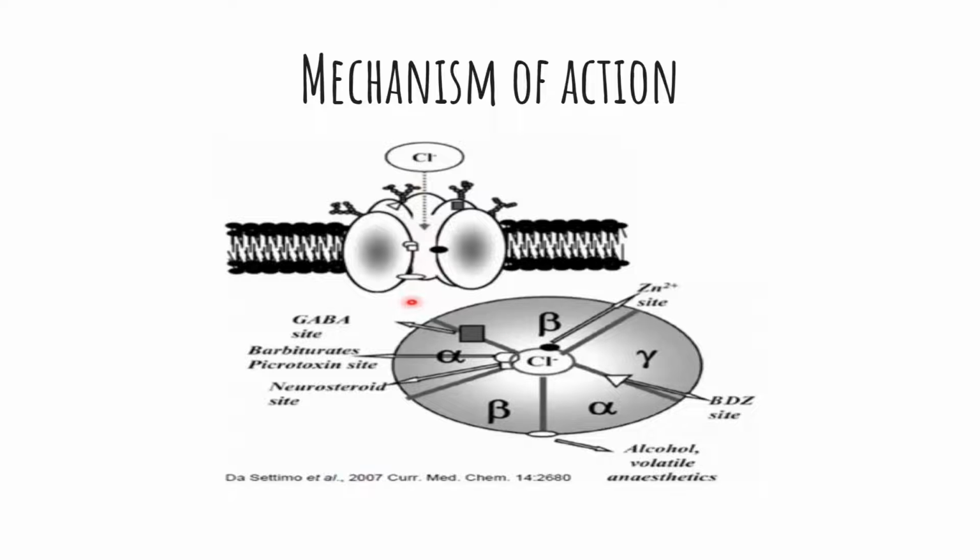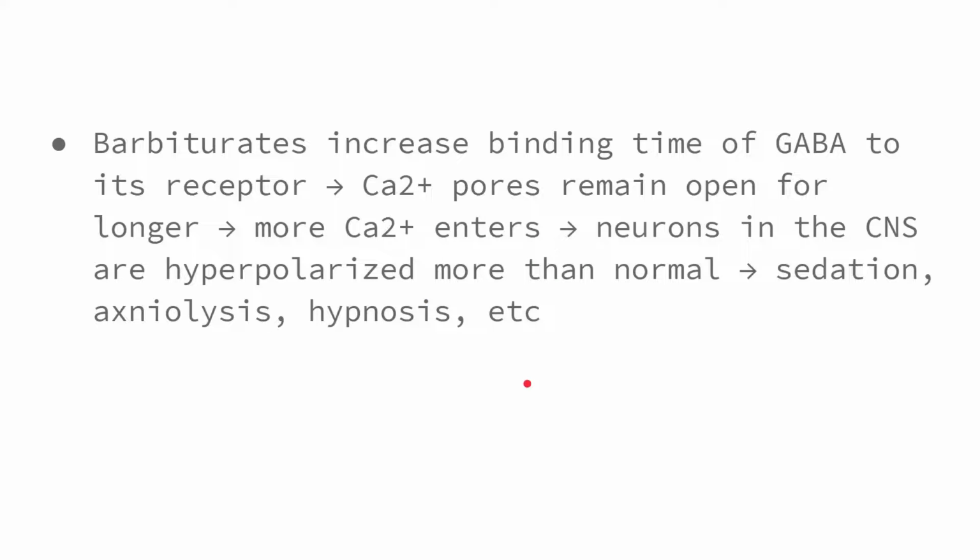Of course this opening of the channel is only for a small time period. When the barbiturate binds, it is going to increase this opening time. So when GABA binds, this channel stays open for a much longer period than usual, which means it remains open for longer periods of time. Chloride ions enter into the cell more frequently, hyperpolarization occurs more frequently, and general depression and the inhibition of the central nervous system occurs. So here we can see a general outline. Barbiturates increase the binding time of GABA to its receptor. Meaning it will allow GABA to stay bound to the receptor for longer periods of time, which means the calcium pores or channels remain open for longer periods of time.